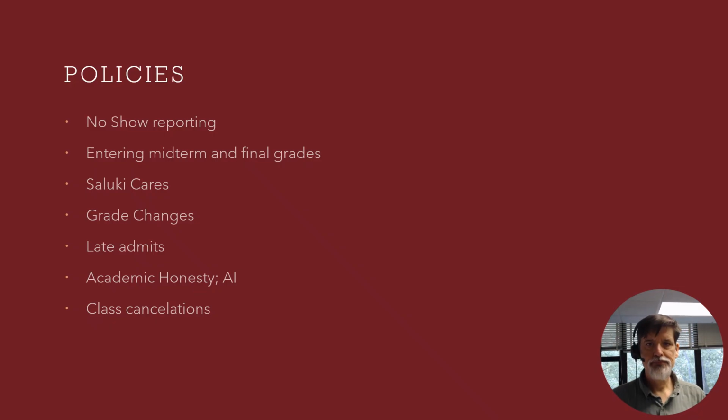Grade changes. What happens if you want to change a grade after you've submitted it? Well, you have to fill out a grade change card. And this is that yellow electronic card that you can get that you have to fill out and submit. Now, what you can't do per policy is change a letter grade to a letter grade. So if you give a student a B on the final grade roster, if you then need to change it to something else for whatever reason, we're going to need a memo.